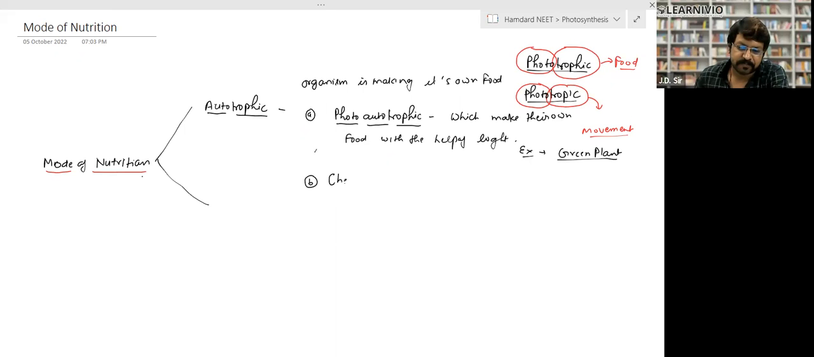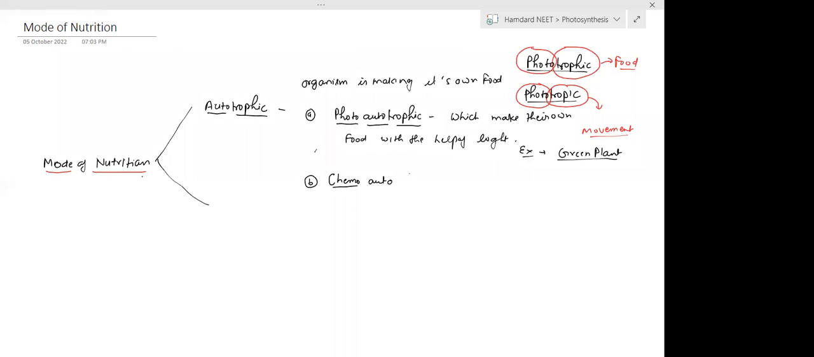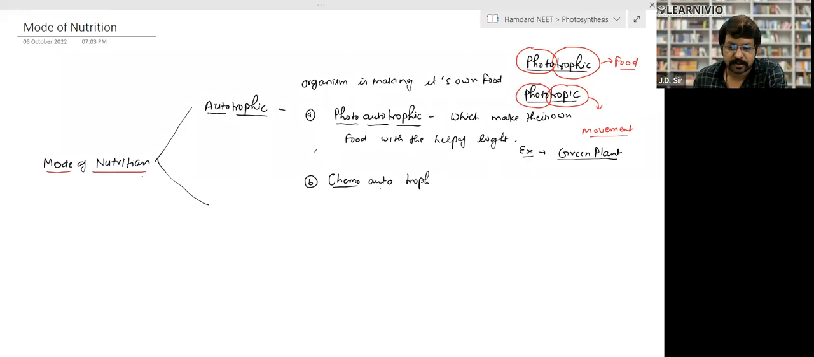They are called chemo. Chemo means chemical. Autotroph. Got it? So how do they make their food? These are those organisms which make their food with the help of chemicals.